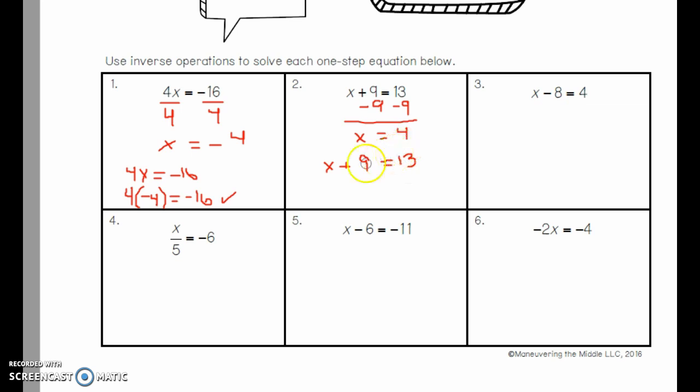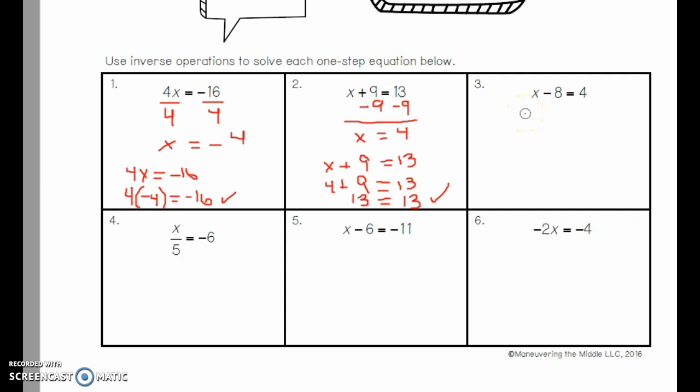I will substitute my 4 in for x. 4 plus 9 equals 13. Is that true? Sure. And actually, I should show it this way. 4 plus 9, I'm going to show that that equals 13. And I know that 13 equals 13. Yes.